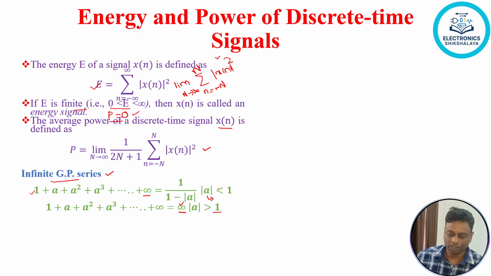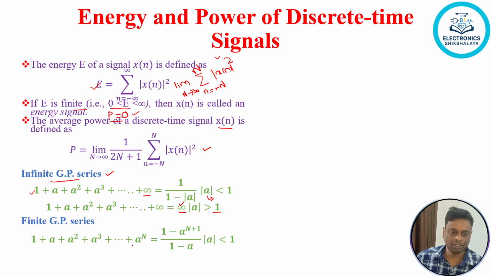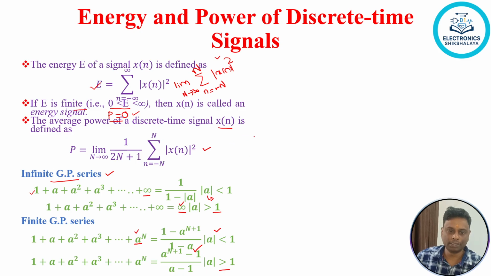Similarly, for a finite GP series, 1 plus a up to a to the power n, the formula is 1 minus a to the n plus 1 divided by 1 minus a, provided that a is not equal to 1. But for a greater than 1, the formula is this one. This is what we are going to use for calculating the energy and power of a discrete time signal.